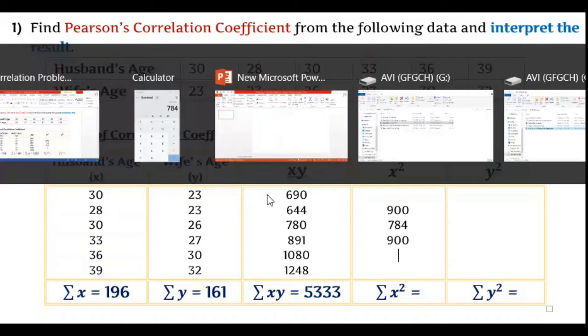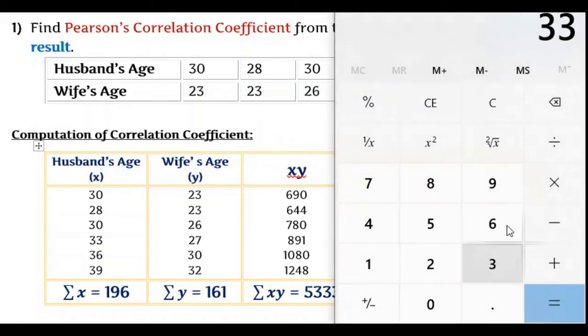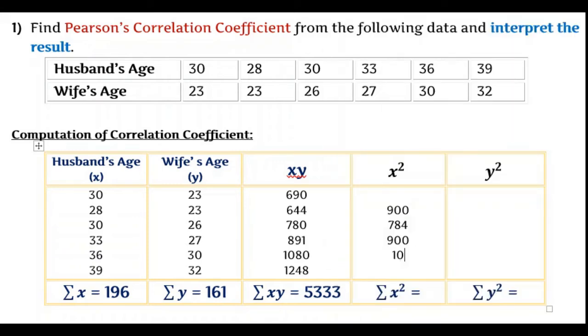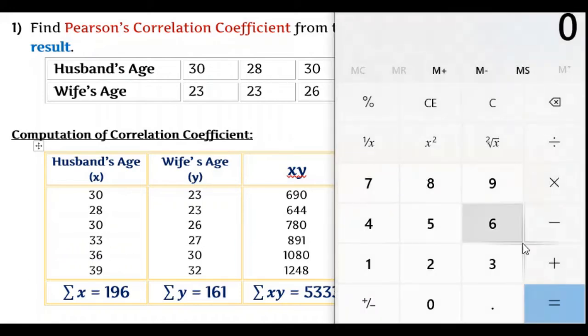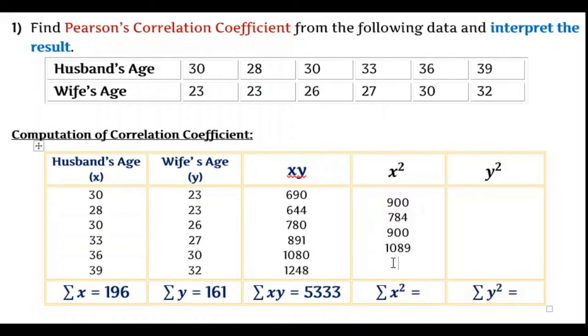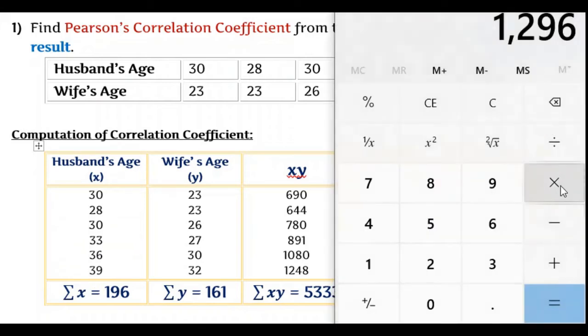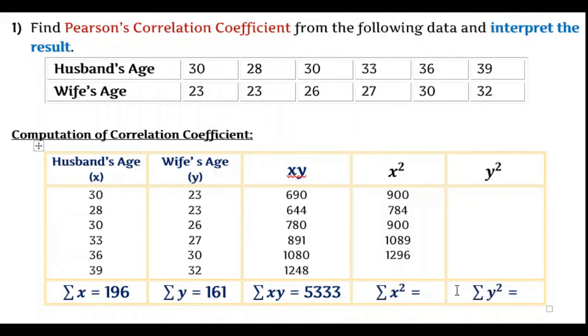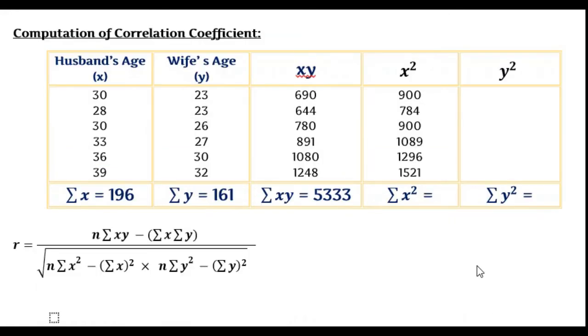Then I need 33 ka square. So what I do is I have this option here. I'll just click on that, 1089. You use your calculator to square the values. 36 ka square, 36 into 36, which is 1296. And the next value I need is 39 ka square, let me calculate, which is 1521. So let us add this to get sigma x square now.